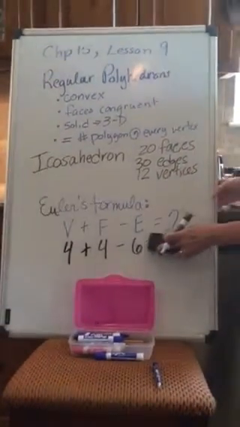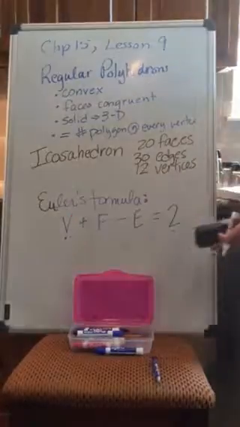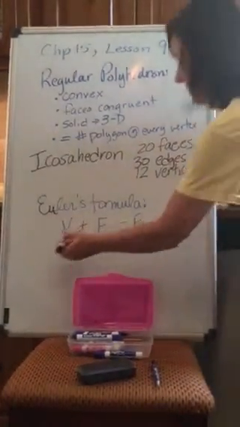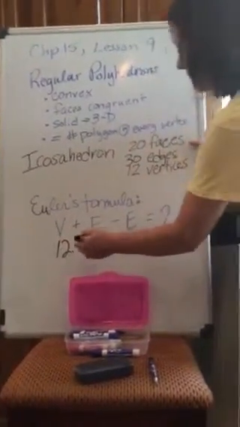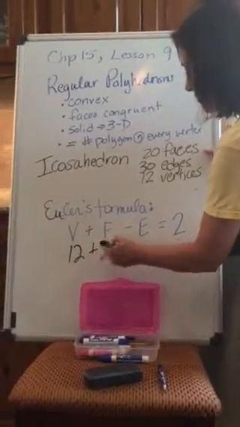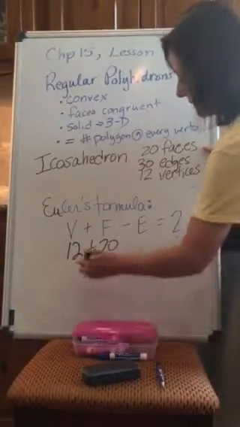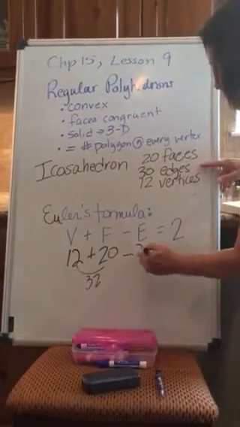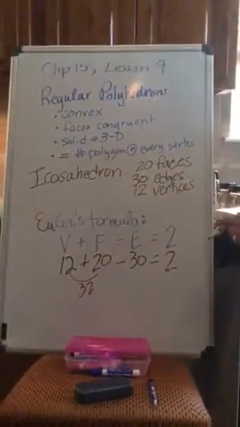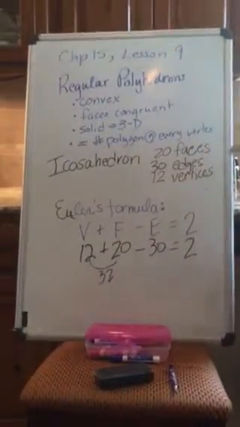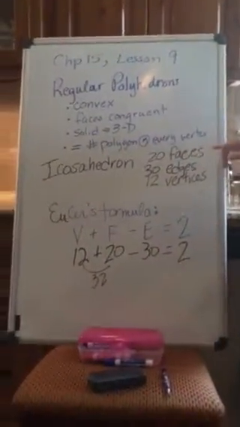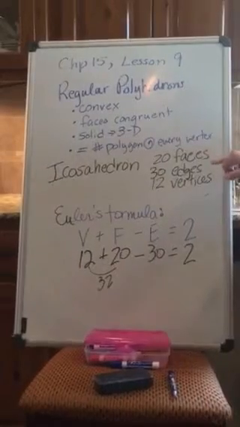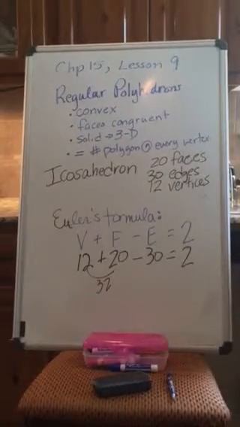All right, let's see if it works for this one as well. So we have 12 vertices. 12 plus the number of faces, 20, that's 32, right? 32 minus the number of edges, 30, does give us 2. So the icosahedron you absolutely need to know. You need to know it has 20 faces, 30 edges, 12 vertices, all right?